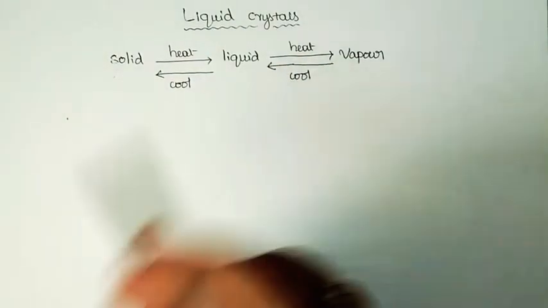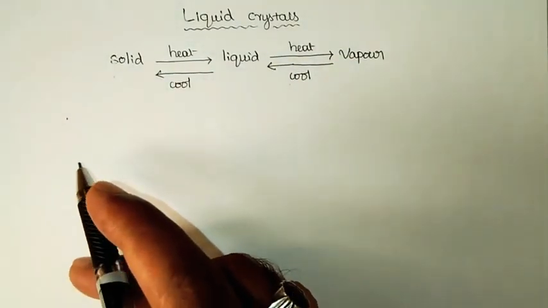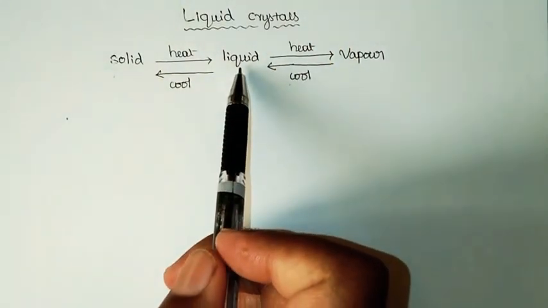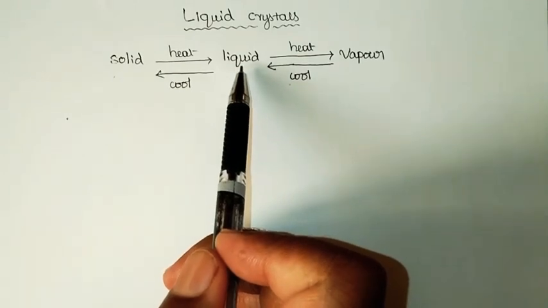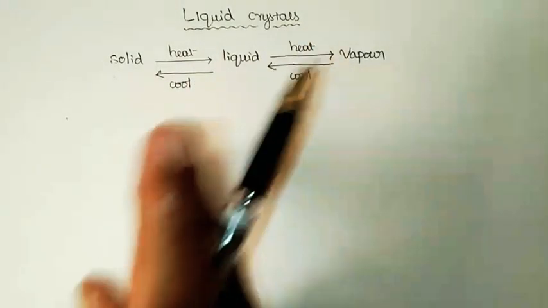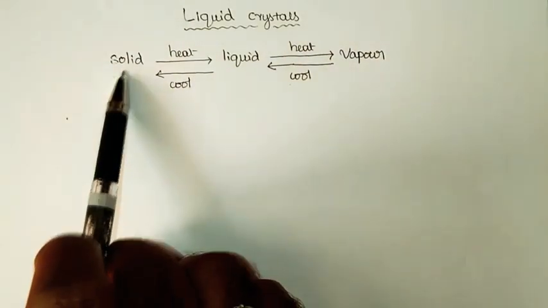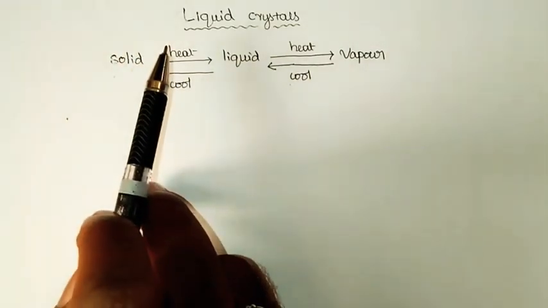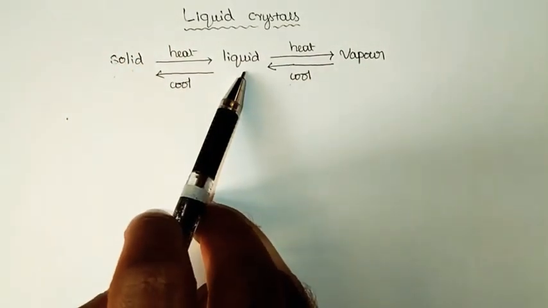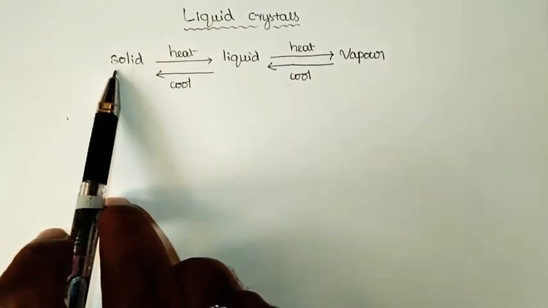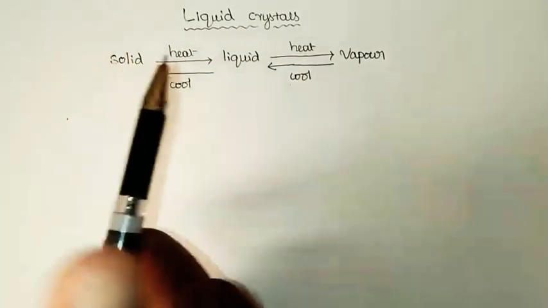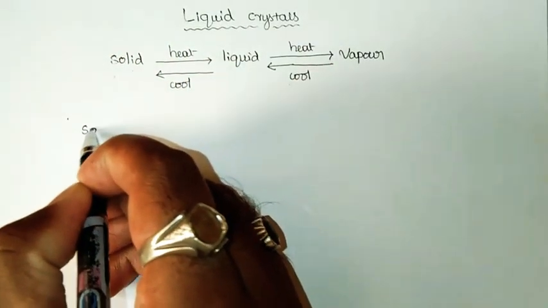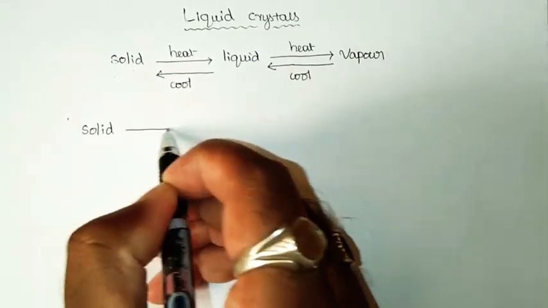But we have certain solid materials which, when heated, instead of going directly into the form of liquid, we will observe two phase transformations. That means the solid, when subjected to heating, won't produce the liquid form directly. Before the liquid, the solid material shows one other phase transformation.